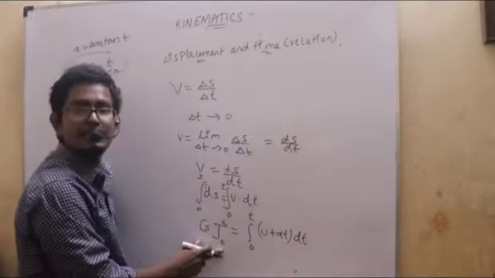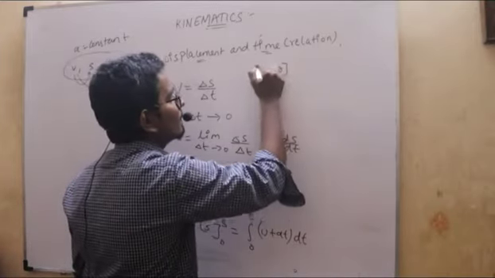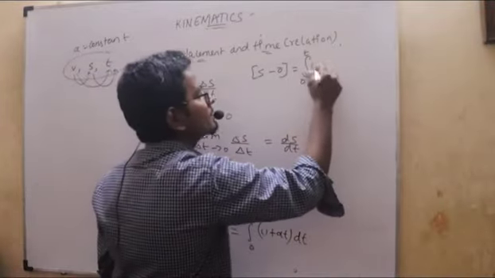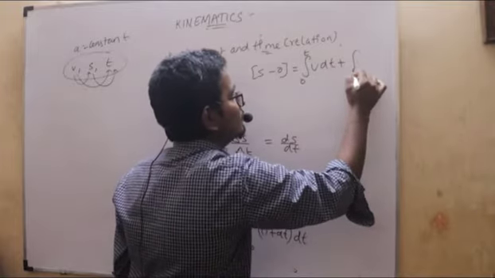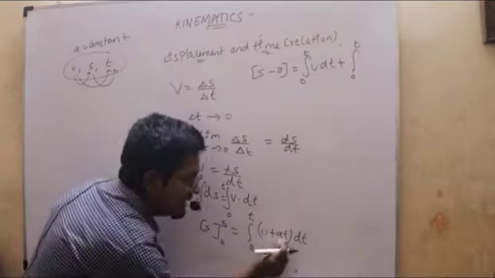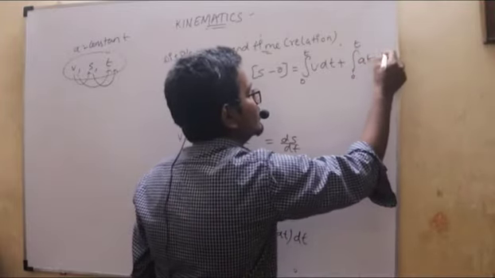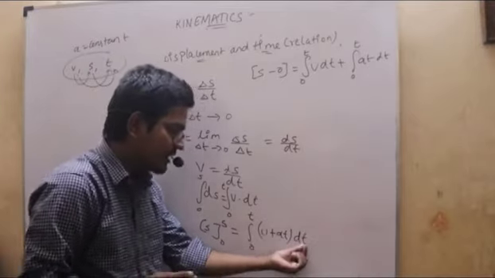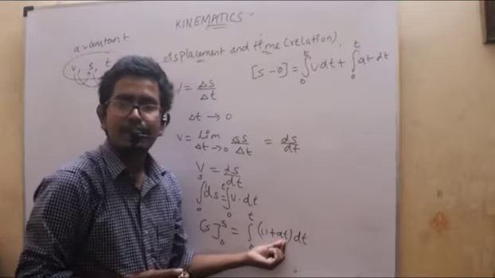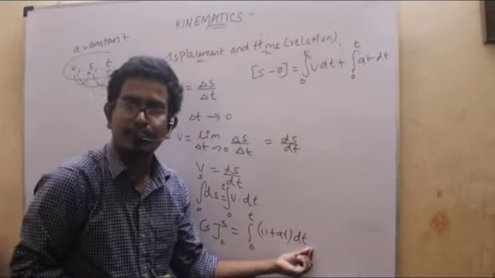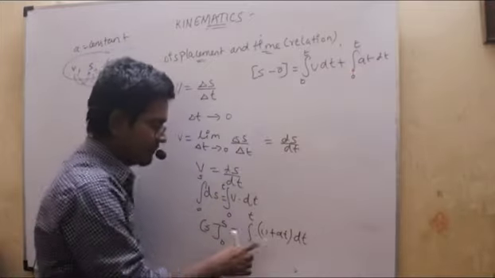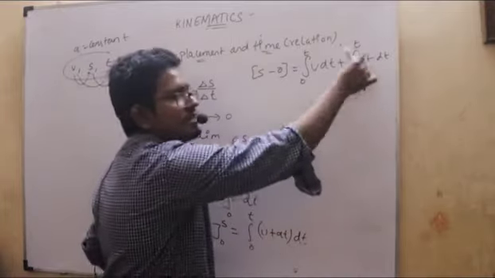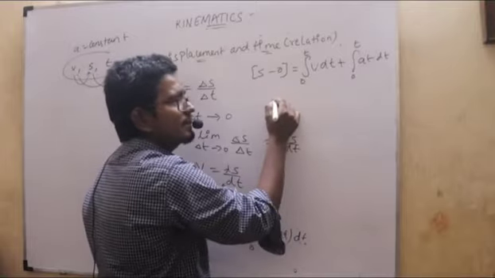Then it is upper limit minus lower limit. S minus 0 is equal to the integration of 0 to t of u into dt, plus, once again we have to integrate 0 to t of at into dt. Whatever function is present first, we integrate that with respect to dt, and then whatever function is present second, we integrate that with respect to dt. See here, u into dt I am integrating with this, and then at into dt I am integrating with this, right? Now I am going to write s minus 0 is nothing but s.